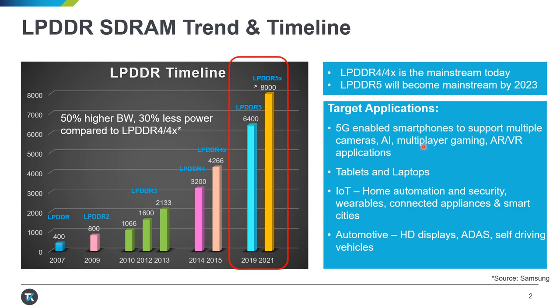Main target applications for LPDDR5 are smartphones that can support 8K video recording, multiple cameras, as well as multiplayer gaming. IoT and automotive are also going to be major applications for LP5 along with tablets and laptops. Next few years are indeed going to be very exciting.